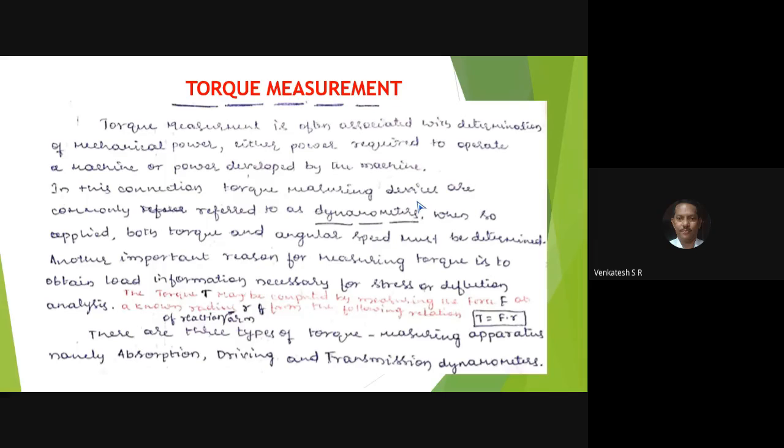In turn, you can understand that is mechanical power. Remember, that is mechanical power developed by the engine. How much torque is developed by the engine? How do you measure it? For that, the instrument available is called a dynamometer. The torque measuring instrument is called a dynamometer. In many competitive examinations, you have a question, the torque measuring instrument. So you have four answers, and the answer is dynamometer.